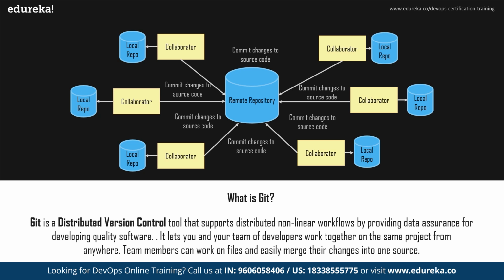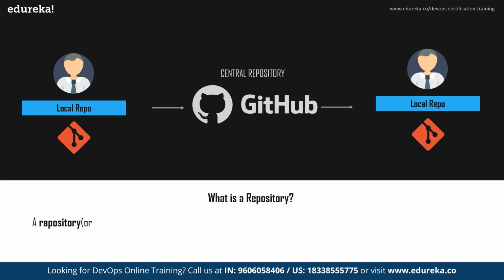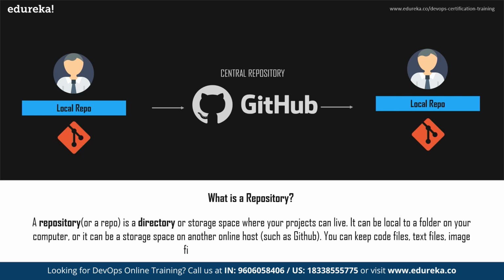Now that you know about Git, a terminology we'll be using a lot while talking about Git and GitHub is a repository. A repository, or a repo as it's most commonly known, is a directory or a storage space where your projects can basically live. It can be local to a folder or your computer, or it can be a storage space in another online host such as your GitHub. And in this directory, you can keep your code files, text files, images, you name it, all of it inside a repository.